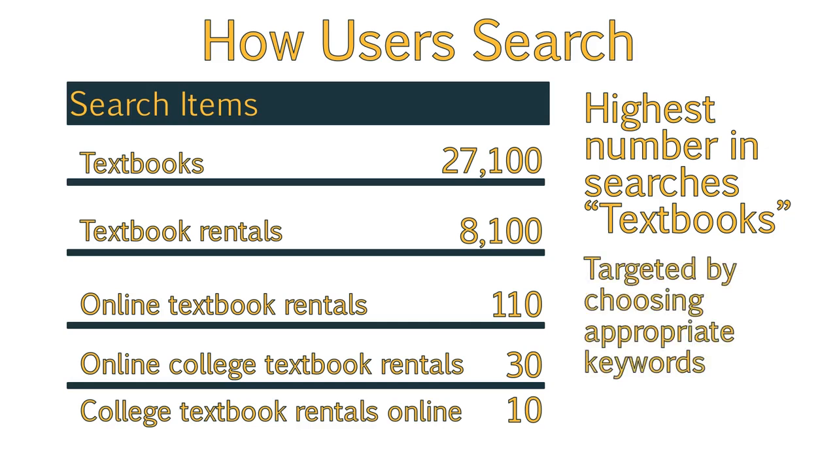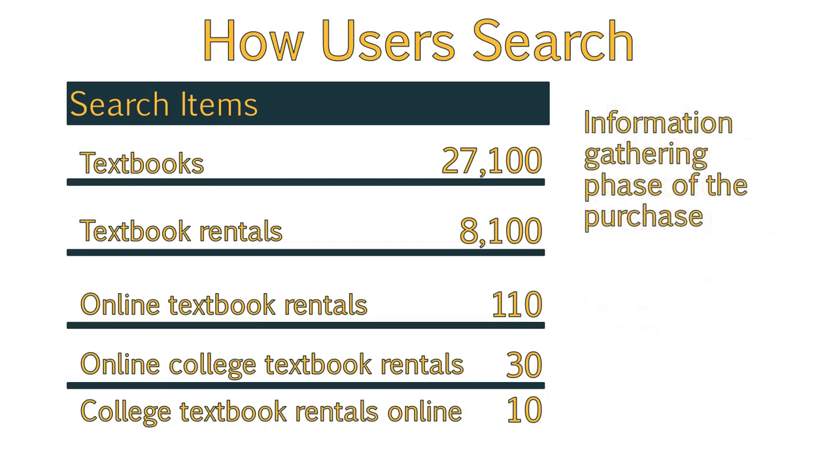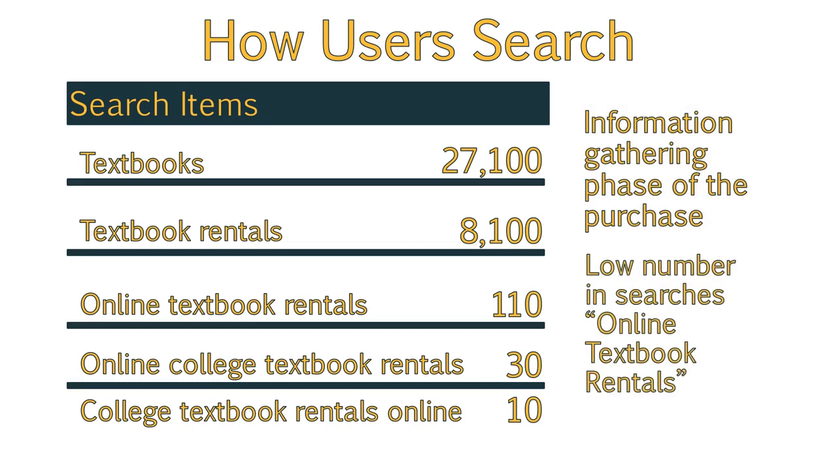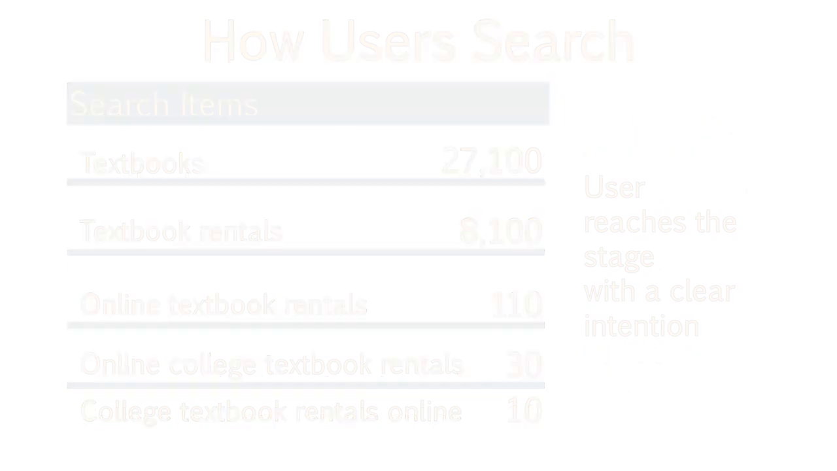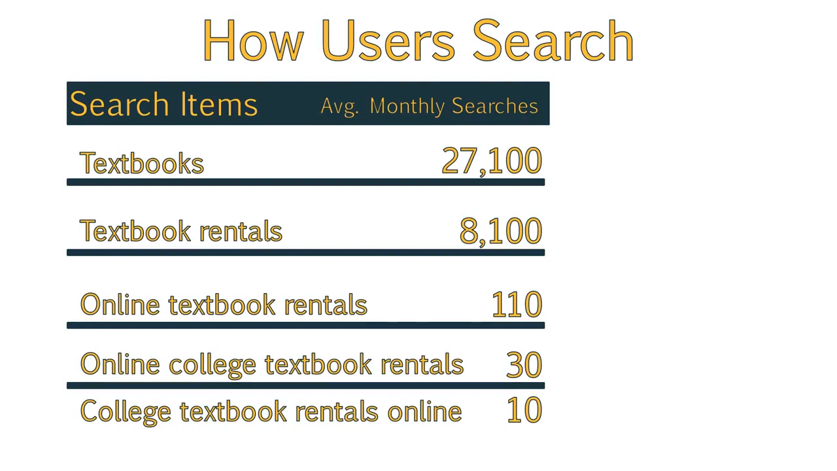In this scenario, the customer is still in the information gathering phase of their purchase. The keyword online textbook rentals has lower volume, but is more specific. The user is now at the stage where they have a better idea of what they are looking for. The same goes for online college textbook rental. This is even more specific.